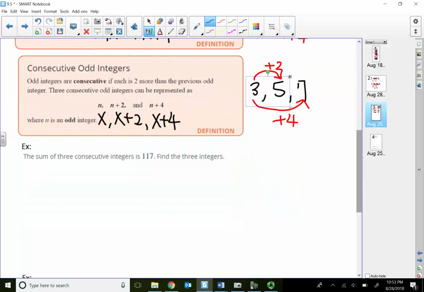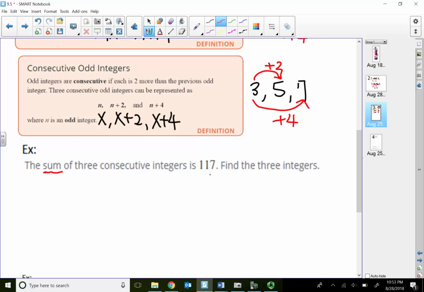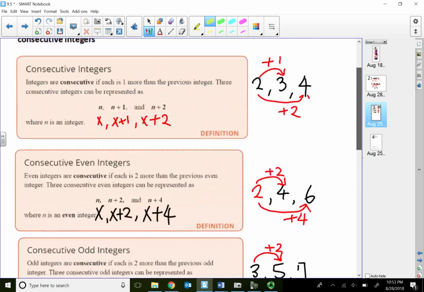I normally like to label what I have. This particular example says the sum. Translation word: sum means adding. The sum of 3 consecutive integers is 117. What you look for here is the wording. I'm dealing with 3 integers. What kind of integers? 3 consecutive integers. The problem does not say the word even or odd, so that must be the first case.